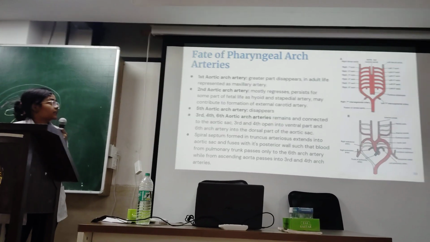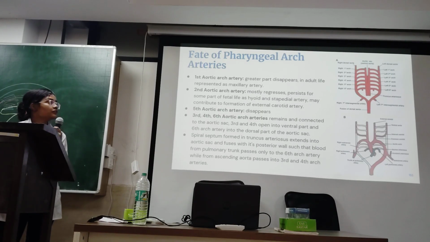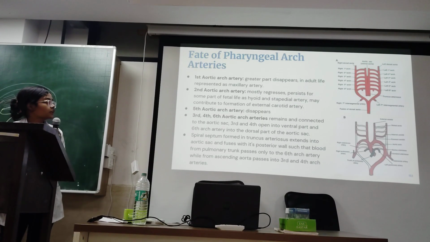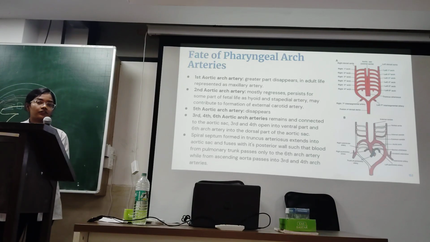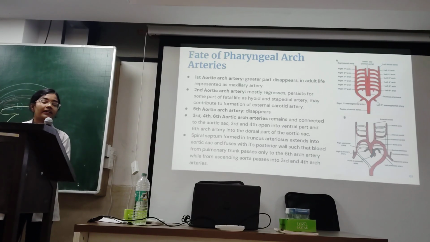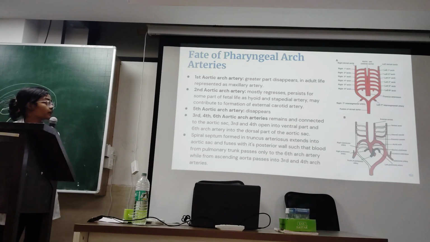Now, fate of pharyngeal arch arteries. Most of the aortic arch arteries disappear or regress, and some remain and persist. So there is selective regression and persistence of the pharyngeal arch arteries. The first aortic arch artery mostly disappears and in adults can be seen as maxillary artery. The second aortic arch artery also regresses mostly, and in fetal life can be represented by hyoid and stapedial arteries, and it may contribute to the formation of external carotid artery.